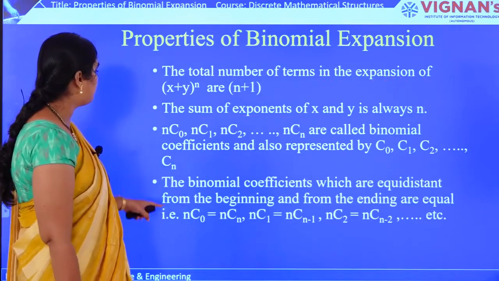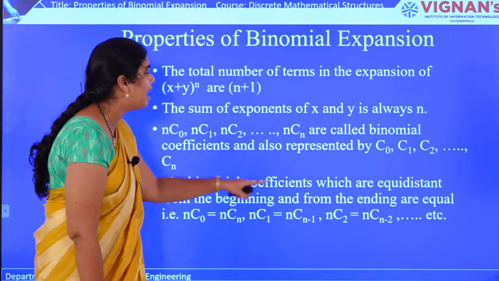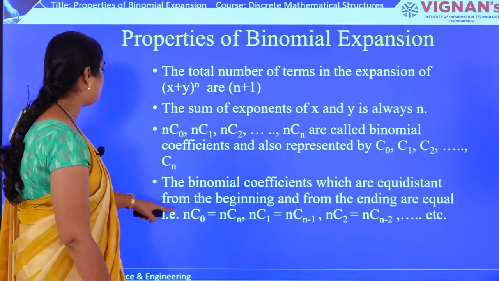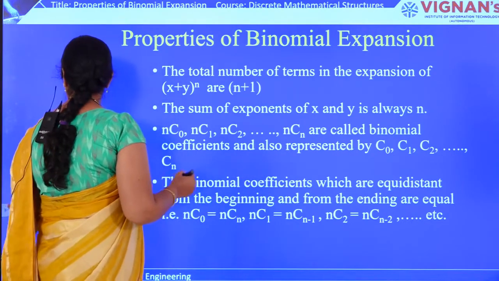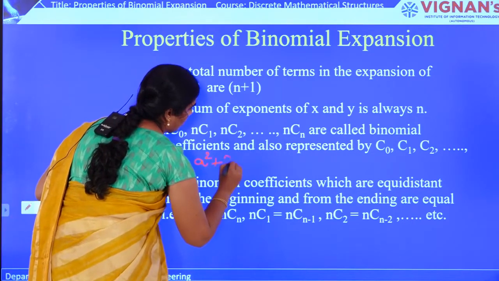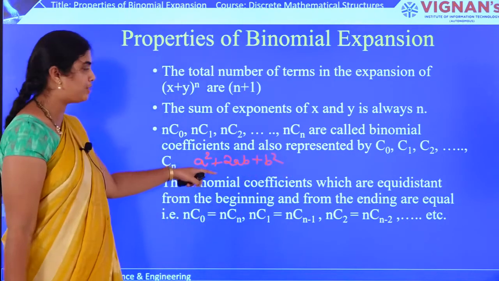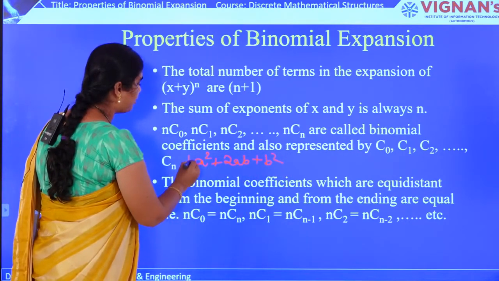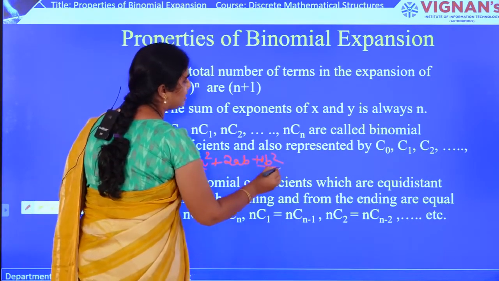Coming to the next property, the binomial coefficients which are equidistant from the beginning and from the ending are equal, nC0 and nCn. See, a square plus 2ab plus b square is the expression which I am given. Here what is the coefficient 1? For this, what is the coefficient 1? This is the first term and this is the last term.